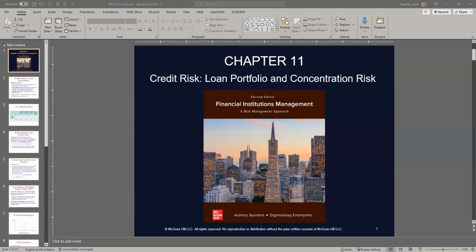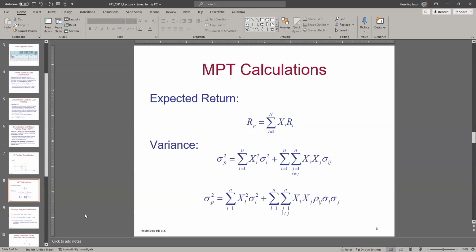Welcome to part two of loan portfolio and concentration risk. In the part one video, we stopped at this slide where we were looking at the formulas for expected return and variance of a portfolio.